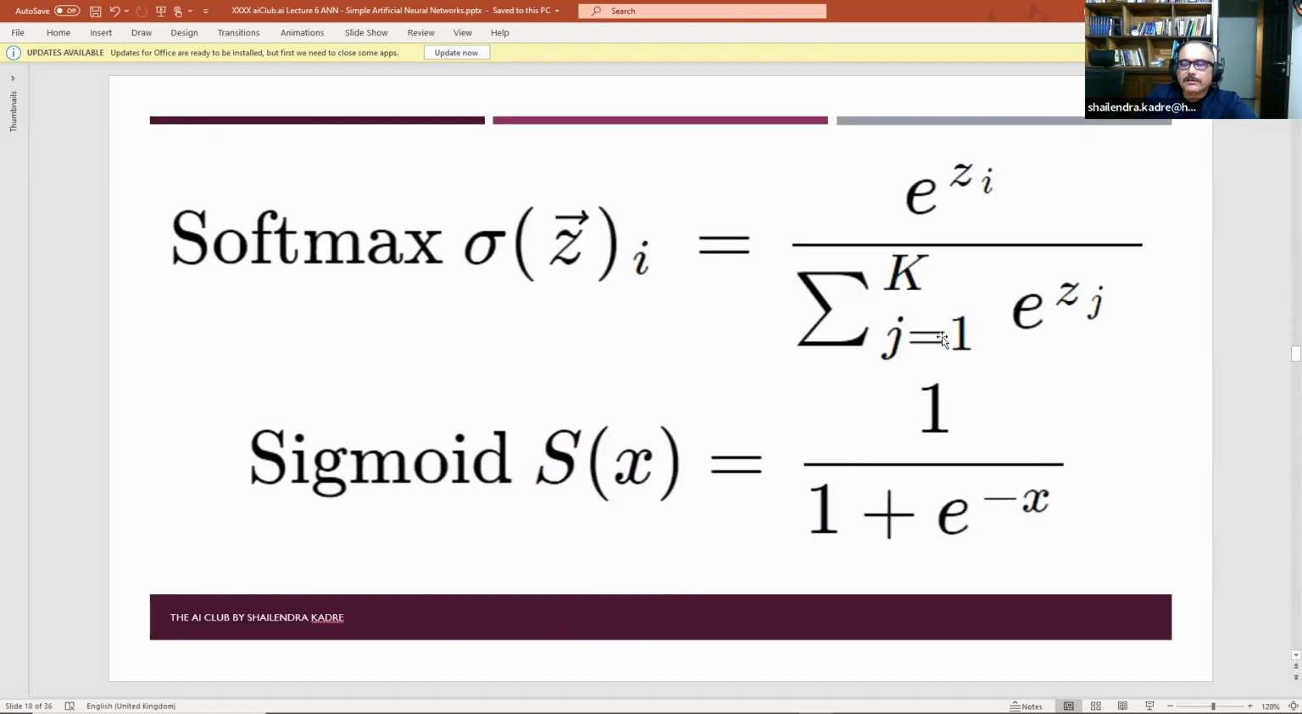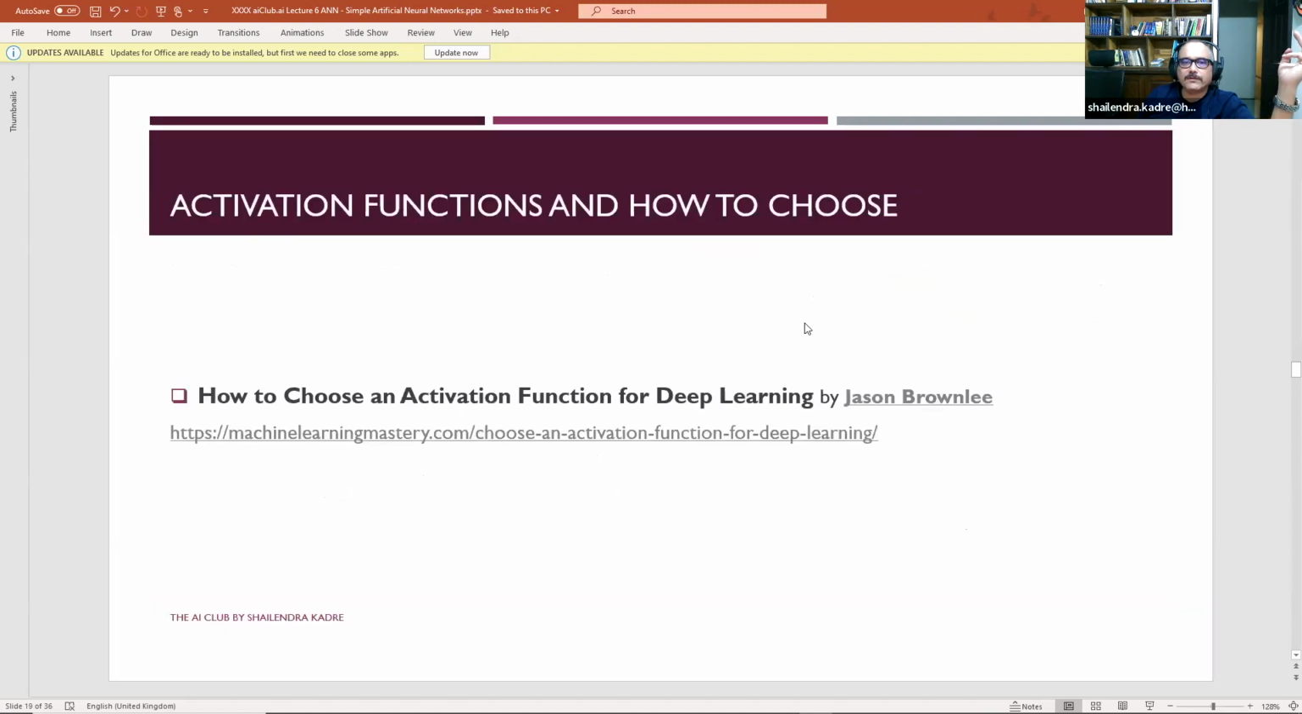So like that we have a multi-class problem. We do this softmax. So it is E1 upon, if there are three classes, E1 upon E1 plus E2 plus E3. Then E2 upon E1 plus E2 plus E3. And the third will be E3 upon E1 plus E2 plus E3. And sigmoid means only one, 1 upon E to the power minus x. I just wanted to show you the equation.